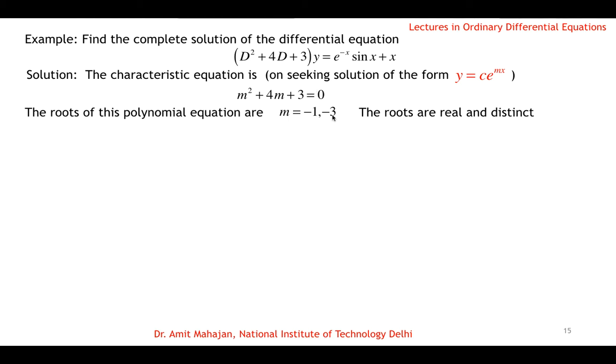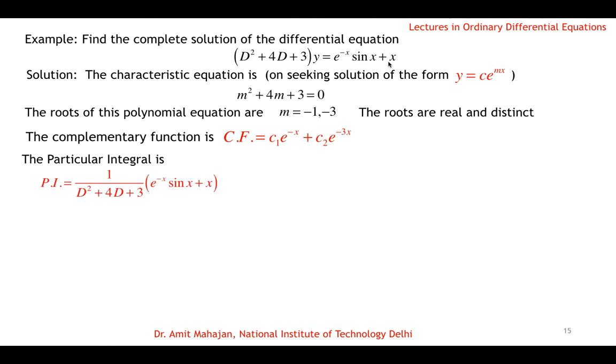So the complementary function is c1 e^(−x) plus c2 e^(−3x). The particular integral is 1 by D² plus 4D plus 3 operated on the right hand side, this whole term. By linearity, it is 1 by the operator on the first term plus 1 by the operator on the second. For the polynomial we apply the polynomial rule, and for the product we apply the product rule. It says to take the exponential outside and replace D with D plus a, where a is minus 1, so replace D with D minus 1.